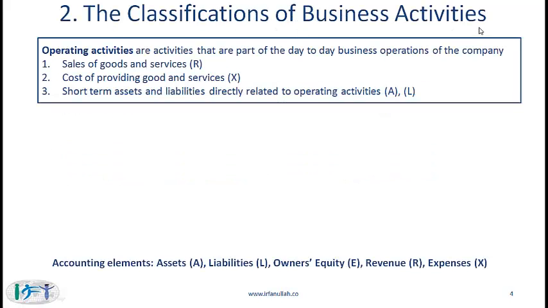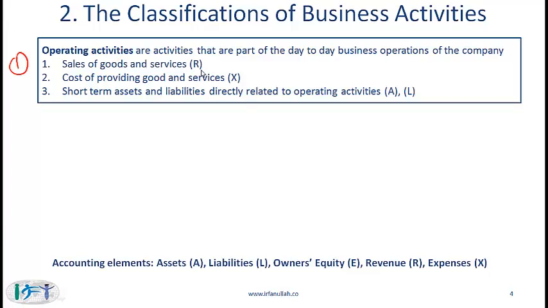Classifications of business activities. Essentially, business activities can be classified into three categories. Operating activities are activities that are part of the day-to-day business operations of the company. Examples of operating activities include sales of goods and services, the cost associated with providing goods and services, short-term assets and liabilities which are directly related to operating activities. Examples would be accounts receivable, where you are selling your goods and services and not receiving cash immediately. The asset that is created is called the accounts receivable, and that is being created because of your operating activity.